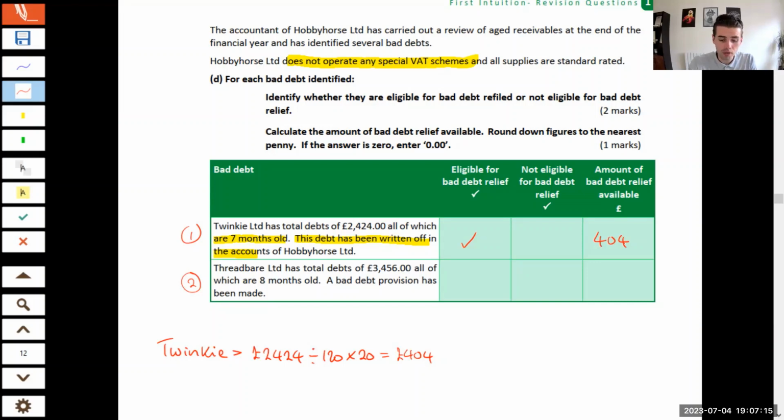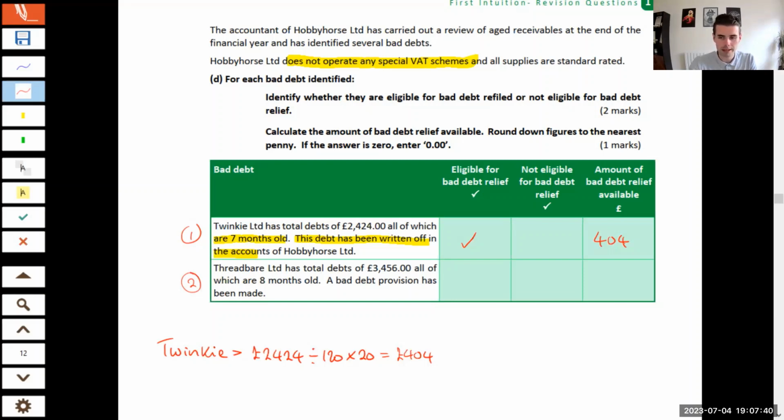Number 2, Threadbare Limited has total debts of £3,456, all of which are 8 months old, and we've made a provision. So let me ask you guys, is this eligible? So again, the debt meets the criteria, a provision has been made. Do you think this is eligible or not? Interesting. So Mahmuda and Donna seem to think no, it isn't.